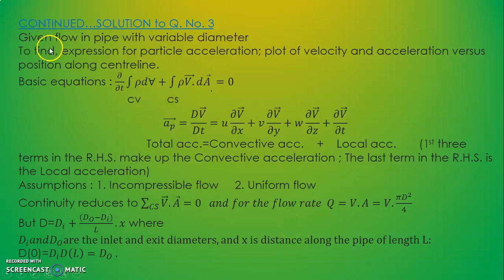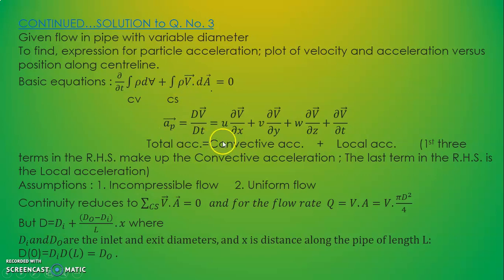So this is the given data, and what we need to find is written here. The basic equations that we know: del t of integration rho dV plus integration rho V vector dot dA vector is equal to 0. V is taken for volume, capital V vector is taken for velocity.